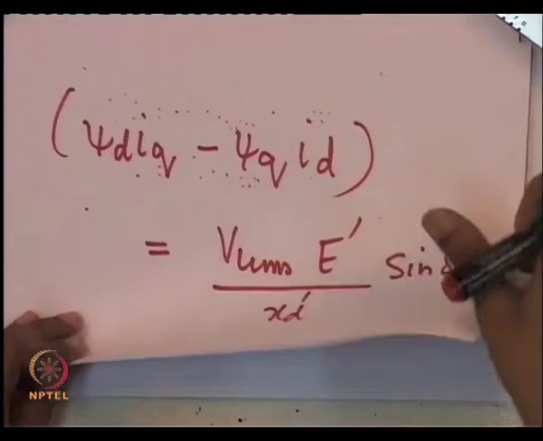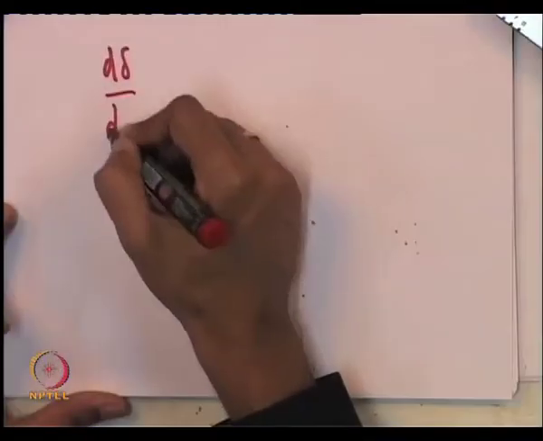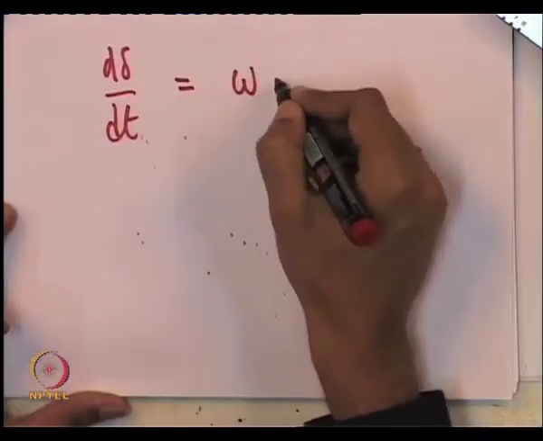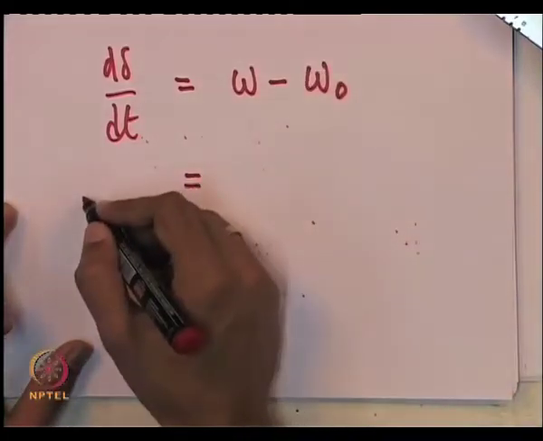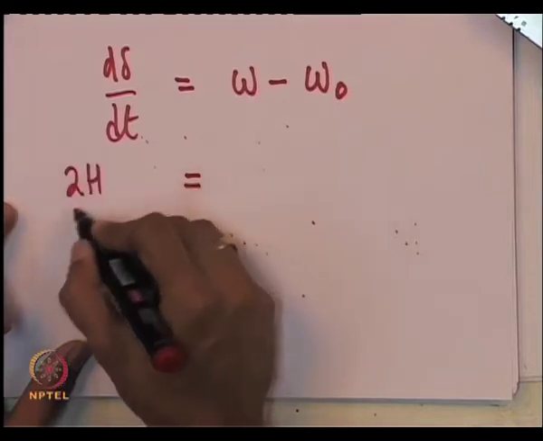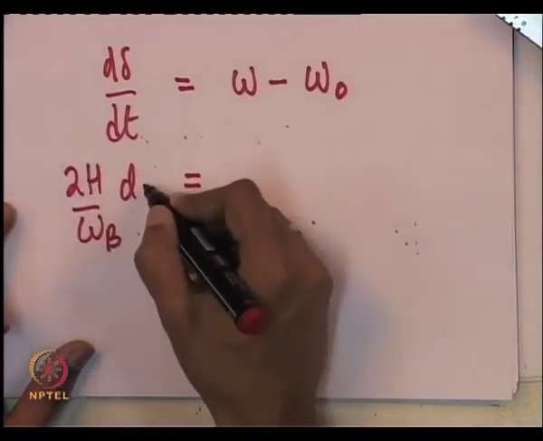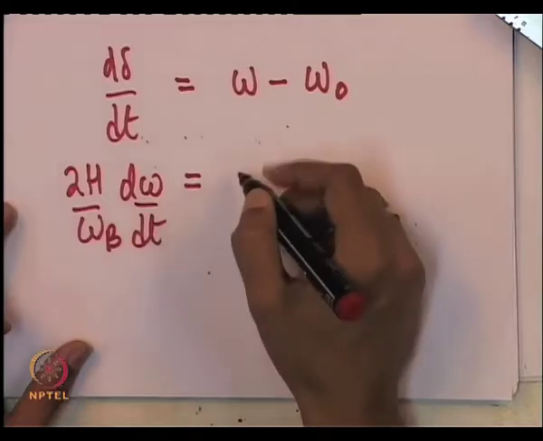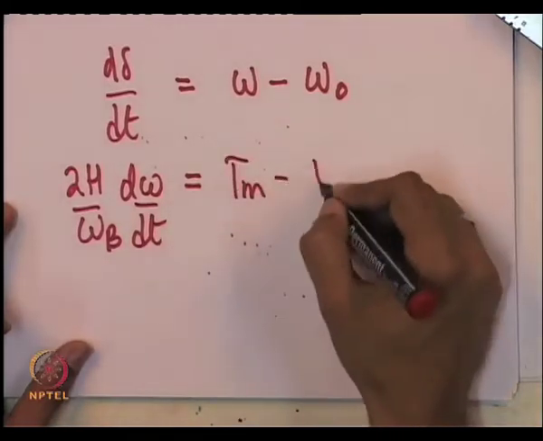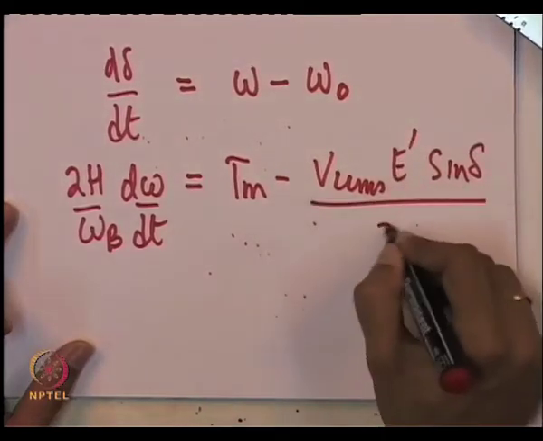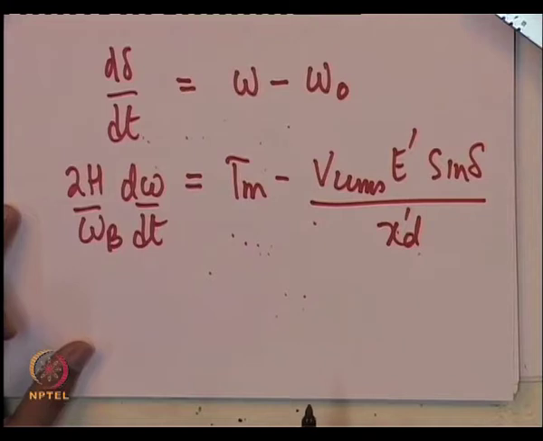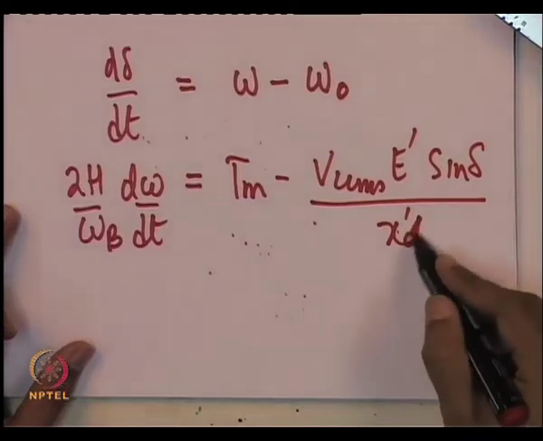So, the classical model, effectively the torque equation or the electromechanical equations, are d delta by dt is equal to omega minus omega naught. Omega naught is the frequency of the infinite bus, and 2H by omega b d omega by dt is equal to T m minus V line to line RMS E dash sine delta upon x dash, and this is the transient reactance of the generator. We can call it just x dash.